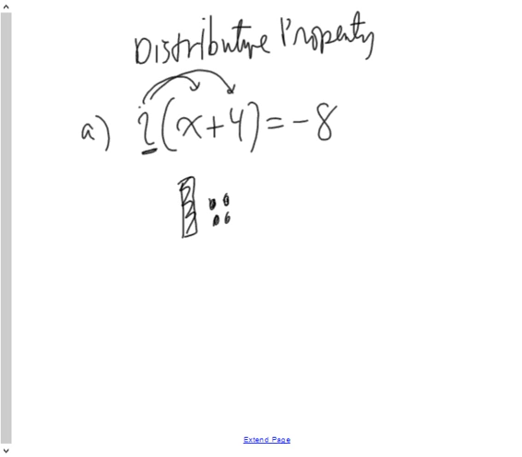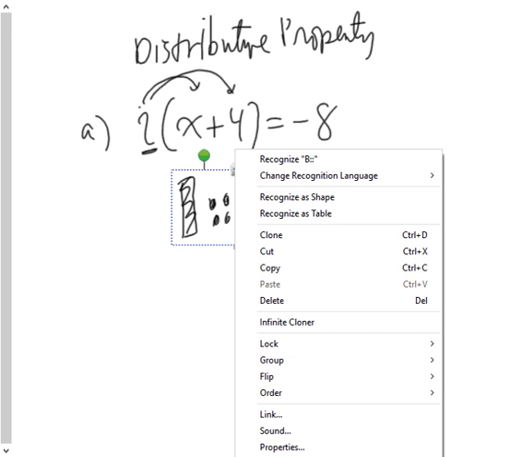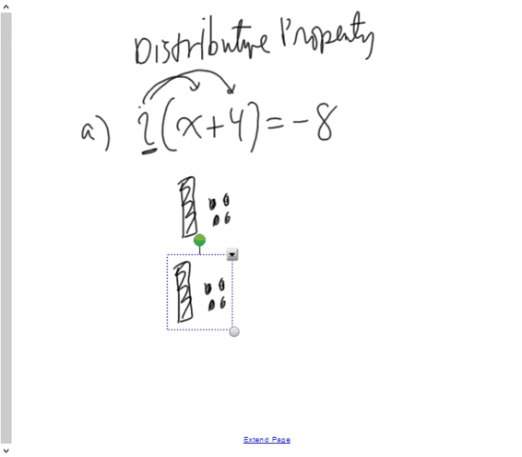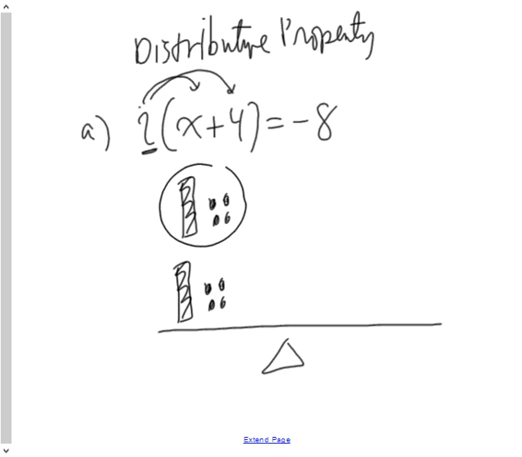So I'm going to take my model, and what I'm really going to do is clone it and double it. So 2 groups of x + 4 pictorially will look like this. There's one group and there's 2 groups. So 2 groups of x + 4 is equal to -8. So there's what our picture would look like. 2 groups of x + 4 is equal to -8.